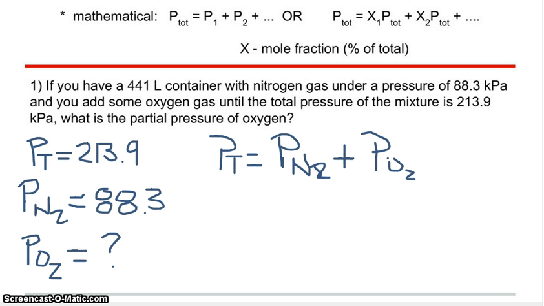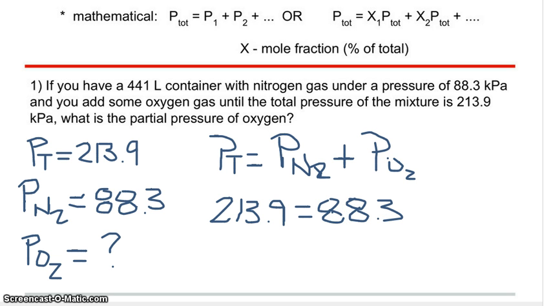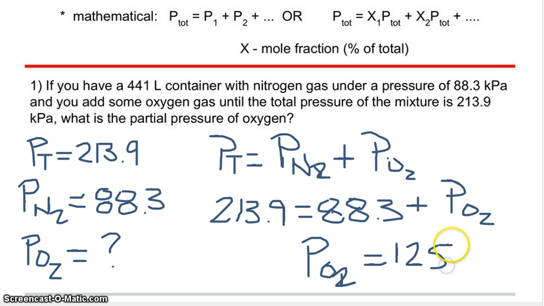So we're going to plug in the values we have. We have 213.9 for a total equals 88.3 plus our partial pressure for oxygen. All we have to do here, this is that easy, since we are adding on the right side of our equation, is isolate the partial pressure of oxygen, subtract 88.3 from both sides, and when you do that, you end up with a partial pressure for oxygen that is equal to 125.6 kPa.